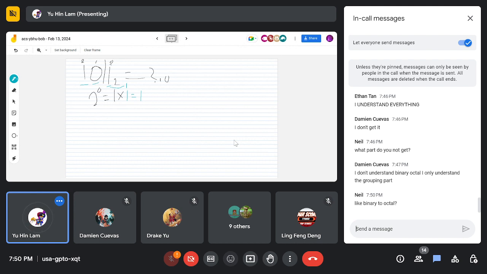Alright, so Damien, do you not understand how to convert binary to decimal, or our next slide, which is octal to binary? I don't understand both. So this might be easier than octal to binary, since with octal to binary we basically have to do it two times. So let's first go over this. Do you understand what we're doing so far? I kind of want to know what the difference between both is and how to do it.